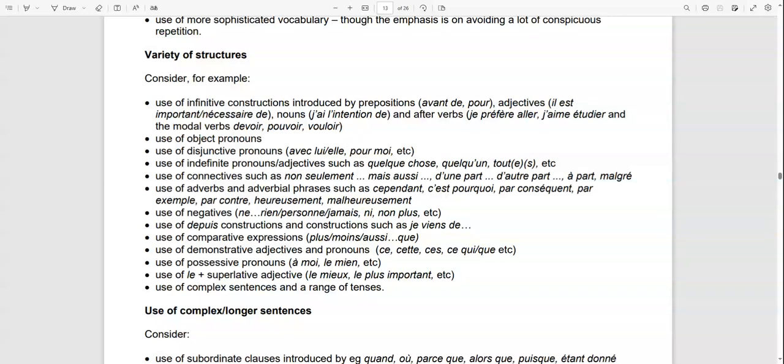So those are examples of nice things to try and include that are considered good quality of language, and will help you get higher marks on those written tasks.